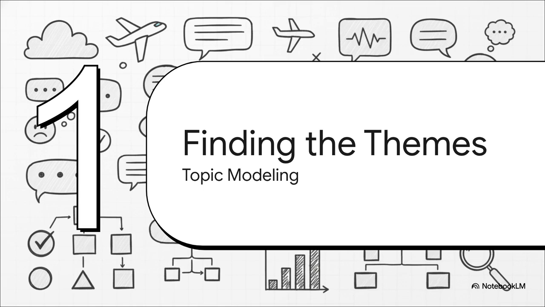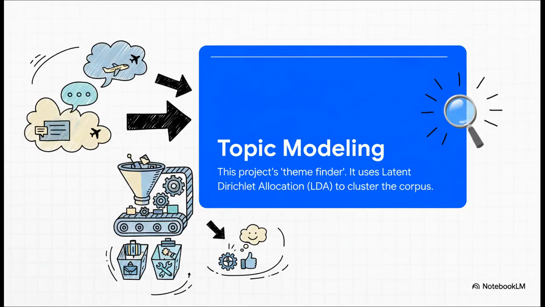But knowing that people are unhappy isn't nearly as useful as knowing why they're unhappy, right? So the next step was to find the actual themes bubbling up in the conversation. And for this job, the project used topic modeling. Let's call this one the theme finder. It uses a popular algorithm called LDA to automatically sift through all those tweets and group them into distinct topics. You can think of it like a super-powered sorting machine just for conversations.